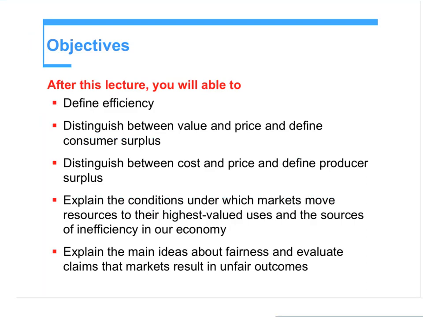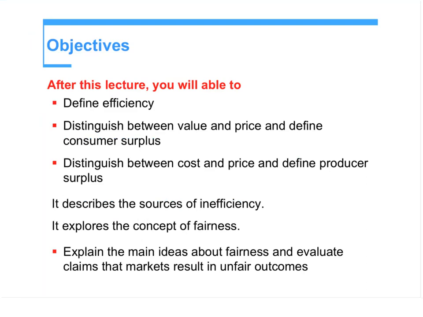Okay, so objectives of today. We want to define efficiency. We want to distinguish between value and price and define consumer surplus. We want to distinguish between cost and price, and define producer surplus. We want to explain the conditions under which markets move resources to their highest value uses and the sources of inefficiency in our economy. Explain the main ideas about fairness and evaluate claims that markets result in unfair outcomes. So we want to discuss those today.